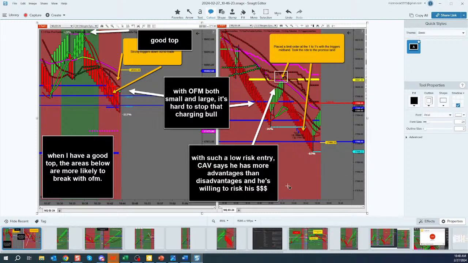Cav, does that about sum it up? Because you're coming from a good top, this is more likely to break. Because when there's that much momentum on both charts, it's hard to stop it. And because you could get such a low risk entry at that beautiful spot, it makes it easy to manage and get cash.